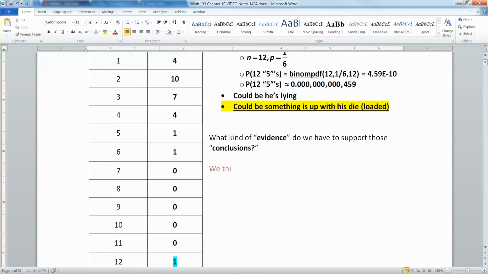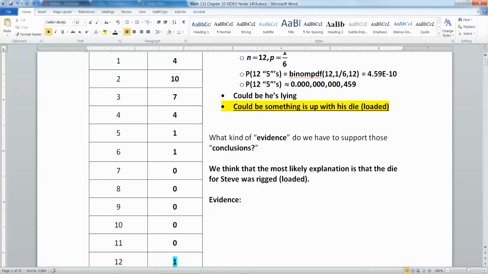So we think, I don't know why my ink is that color. One second. There we go. So we think that the most likely explanation is that the die for Steve was rigged/loaded, right? Now, why do we think that? Our evidence can come in two different forms.